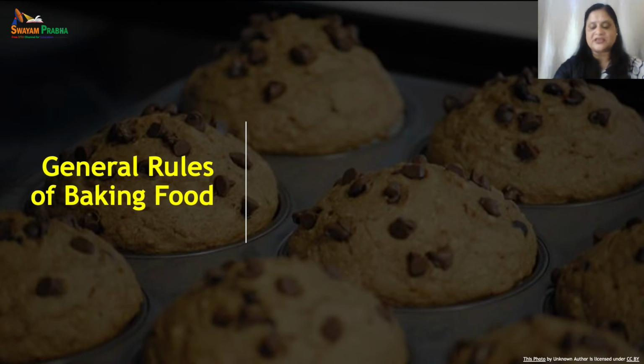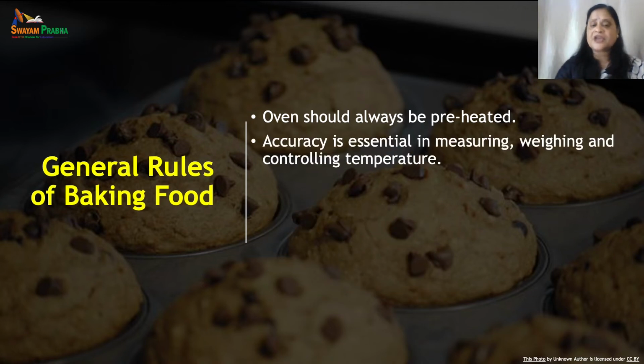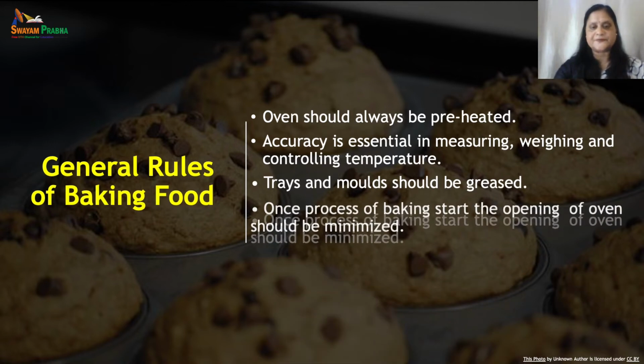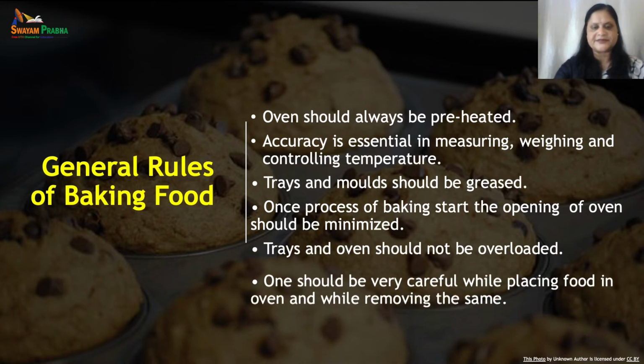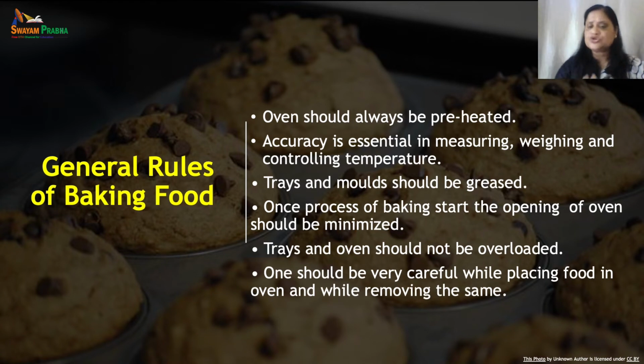General rules of baking food. The oven should always be preheated. Accuracy is essential in measuring, weighing, and controlling temperature. Trays and molds should be greased. Once the process of baking starts, the opening of the oven should be minimized. Trays and oven should not be overloaded. One should be very careful while placing food in the oven and while removing it.